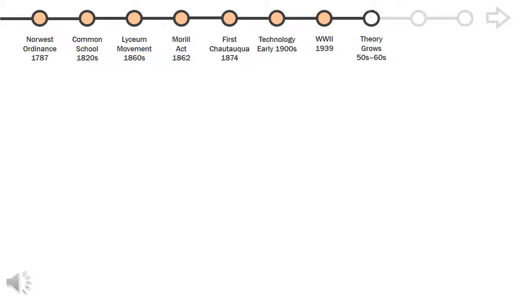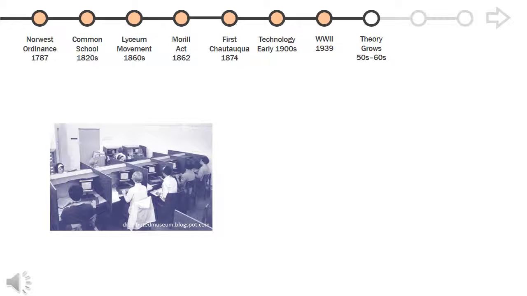By the early 50s and 60s, we start to see the formation and growth of some early distance education theories, starting with Skinner's behaviorism, which you could see applied with technology through computer-assisted instruction and experiments, which were heavy in behaviorism because they used a lot of practice, assessment, and feedback.